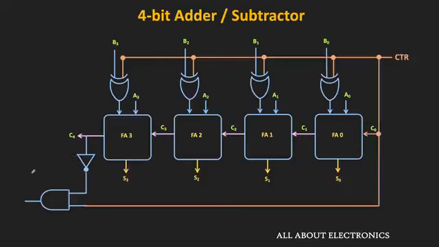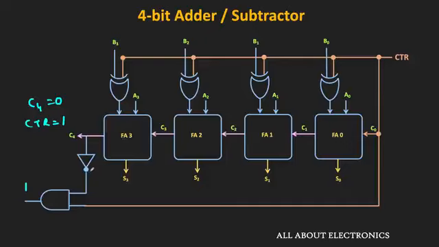So here, the output will be in the 2's complement form when this C4 is equal to 0 and this control input is equal to 1. So in this condition only, the output of this AND gate will become 1 and it will indicate that the result is in the 2's complement form. So in this way, by adding this AND gate and the NOT gate, we can also get the indication for this output result. That means whether the output result is in the 2's complement form or in the normal form.